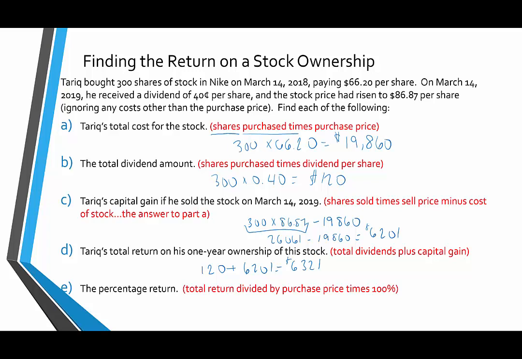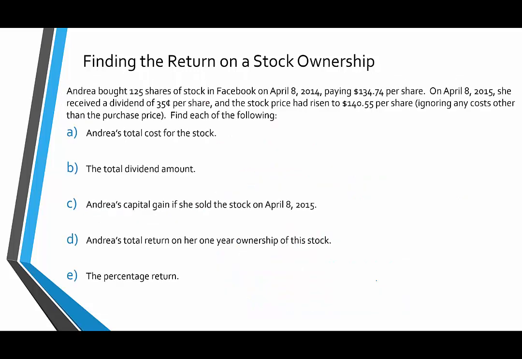Now the next thing we want to know, right, I mean, $6,000 is $6,000, that's pretty nice, but we're also interested in the percent return. So what percent of how much he invested did he get out of it? So this would be the total return, $6,321, divided by the purchase price, $19,860, times 100% to convert it to a percent. And it turns out that his percentage return was about 31.82%. So he did phenomenal on this purchase. He made a good choice here.